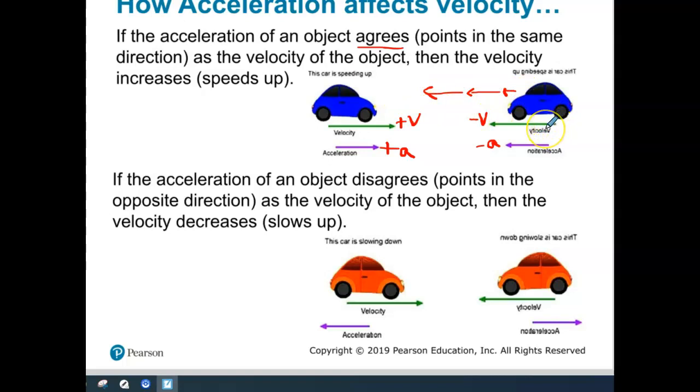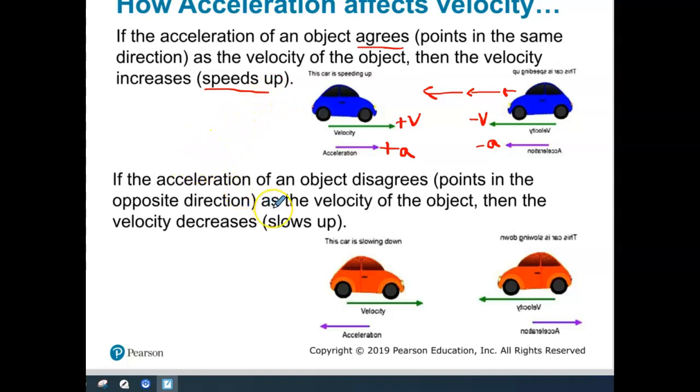Again, if you think about the pushing aspect, if the car is moving to the left and we want it to go faster, we would push it to the left. So the acceleration would be, they'd both be in the negative direction. So that is increasing velocity, or I think commonly people say speeding up.